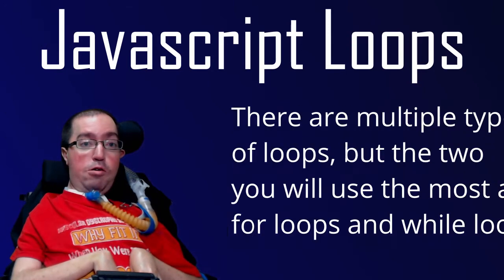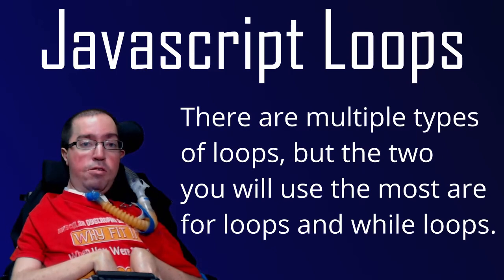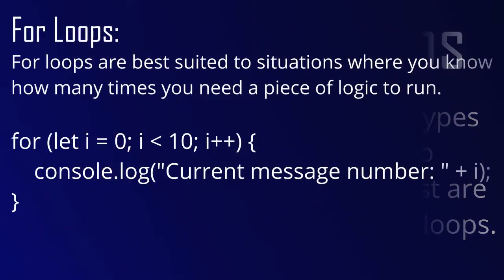Now then, there are multiple types of loops, but the two that you will use most are the for loops and the while loops. For loops are best suited to situations where you know how many times you need a piece of logic to run. For example, consider a situation where you want to print a message 10 times. Each message will say current message number and a number from 0 to 9. You can see how that would work on the screen.